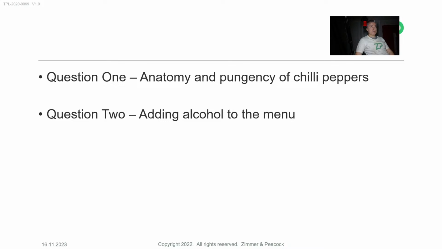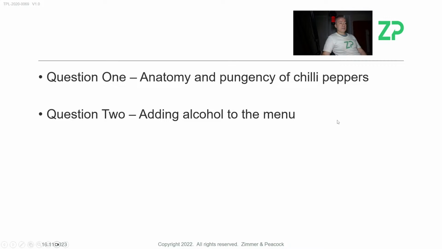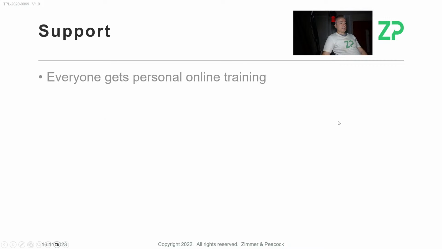So the ZP FoodSense has chili, ginger, and TAS, Total Antioxidative Status, at the moment. And so we're also asking the question whether we should add alcohol to this as well. So let me go forward a little bit faster.